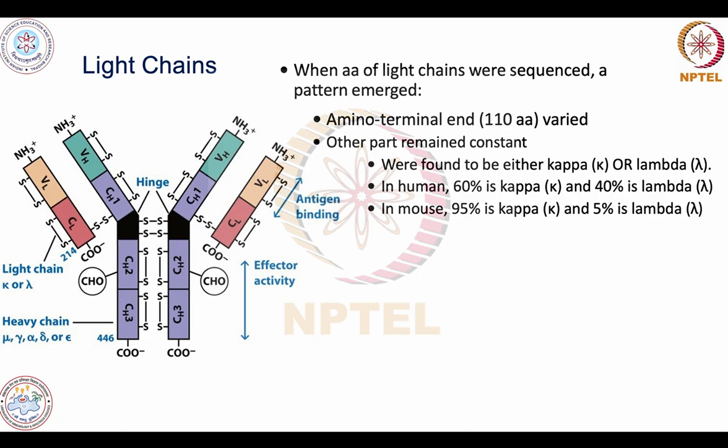Now, we have already heard that B cells produce antibodies. An antibody is obviously a protein, and it's made up of two chains, heavy chains and light chains. Here you can see the structure of light chain and heavy chain. In the previous class, we already discussed heavy chain. So, today we will discuss light chain.